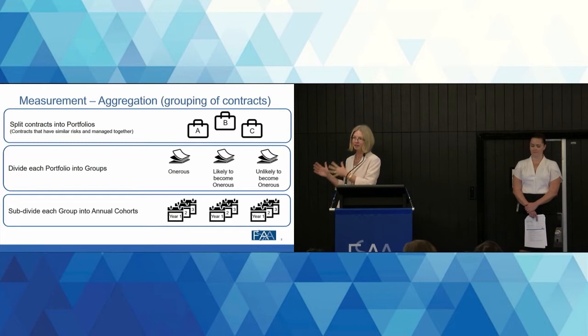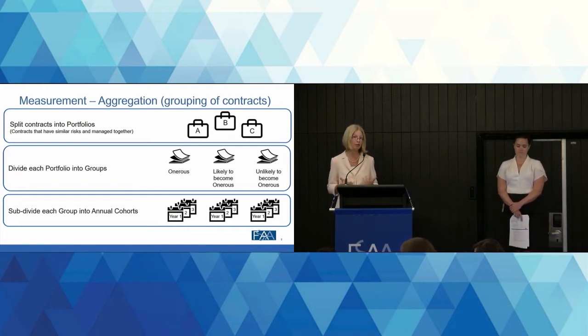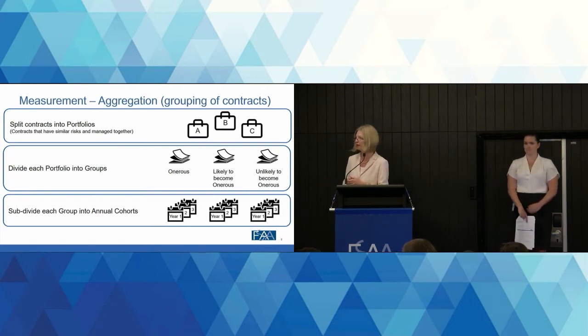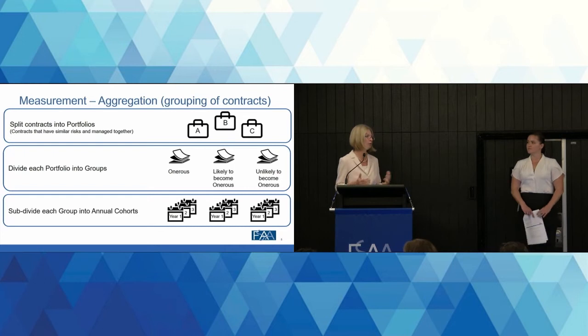That breaking into these 3 groups is made at inception, so on initial recognition, and you do not change that post that point in time. So even if you have a contract up front that you think will be onerous, that is onerous, and you put it into the onerous bucket, if at a later point during that contract period it becomes profitable, it still stays within that group.